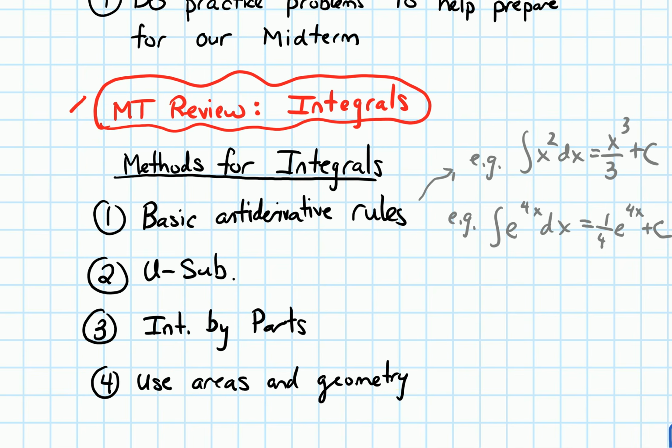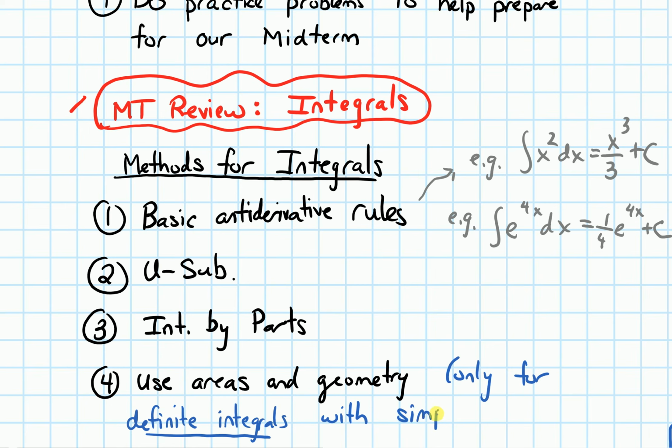So this is only for a special category of integrals. So this is only for definite integrals, because definite integrals correspond to areas. So this is only for definite integrals with simple shapes. They need to be shapes that we can find the area of using geometry formulas. So part of a circle, or a rectangle, or a triangle.